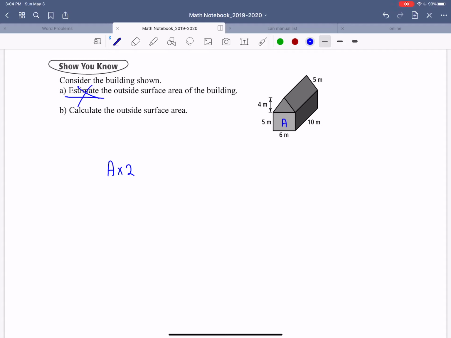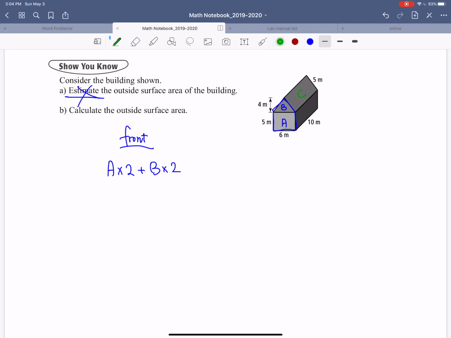This triangle here, we call it B. Do we have a triangle at the back that's also the same as B? Yes. So B times 2 is another one. So this is basically the front. The front is A plus B, times 2. And the side here is actually a rectangle. A and B are covered.